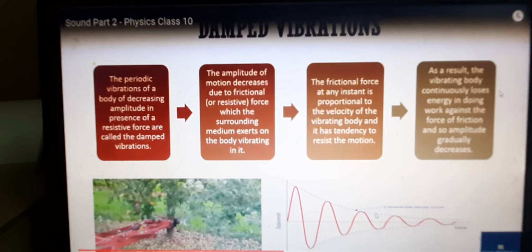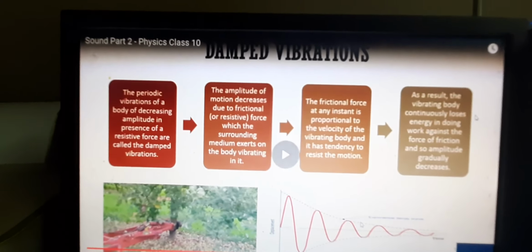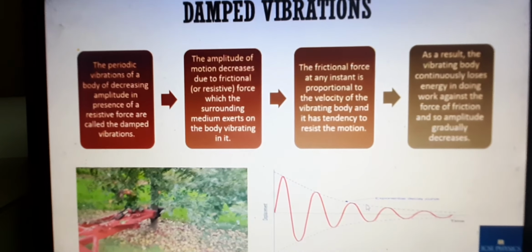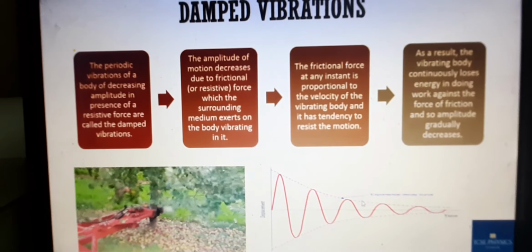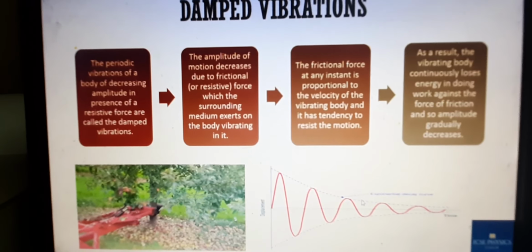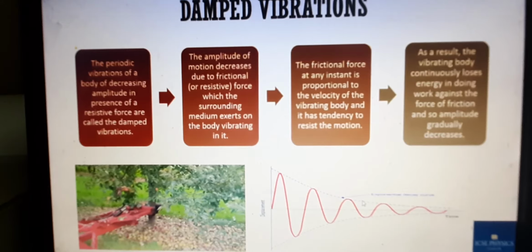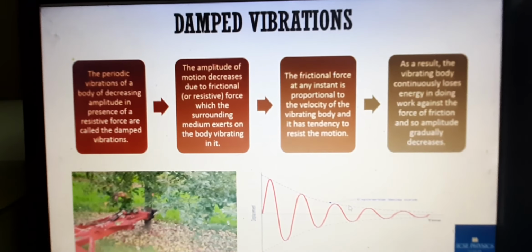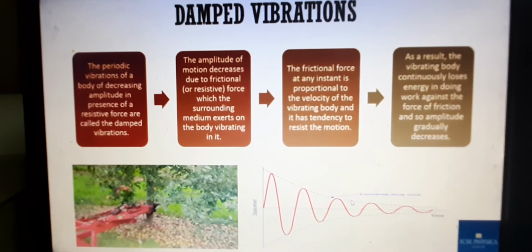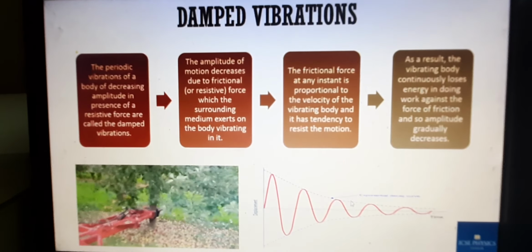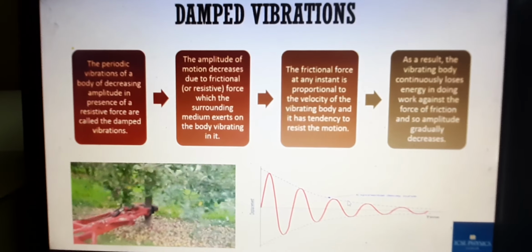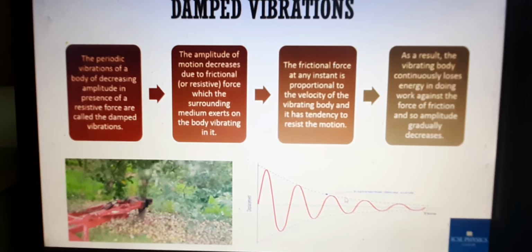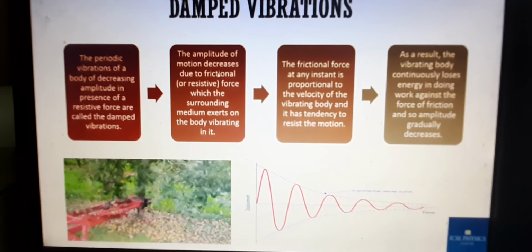So when we vibrate, suppose we are pulling the branch of a tree and we are trying to vibrate it. What happens? First it vibrates with a larger amplitude, then it becomes smaller and smaller. So that is the case of a damped vibration. So remember, damped vibration means the amplitude keeps on decreasing. The amplitude of motion decreases due to frictional forces which the surrounding medium exerts on the body vibrating in it.